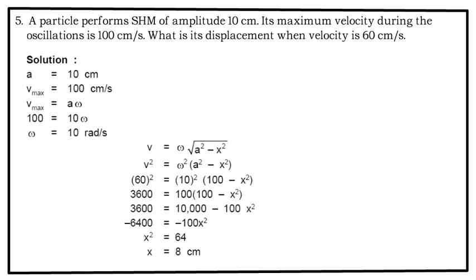Now V is equal to omega square root of a square minus x square. Now V square is equal to omega square into a square minus x square. Now the value of V is known to us, that is 60, because we have to find out the displacement when the velocity is 60. Now omega is known to you, that is 10. A is known to you, put all the values, you get x square is equal to 64. So x is equal to 8 centimeter.